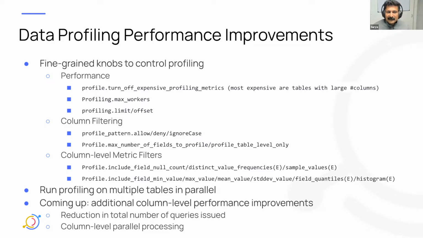Similarly, now you can even selectively pick what metrics to profile at column level, like null count, or are you interested in distinct value frequencies? Anything with an E is an expensive operation. So you can really customize your profiling. Based on all these knobs, and they really work well with each other, I'll jump right into the demo.